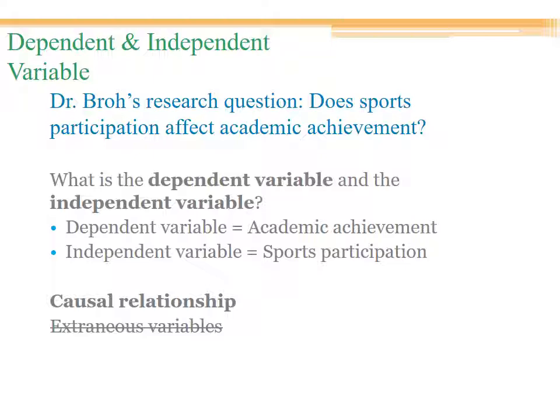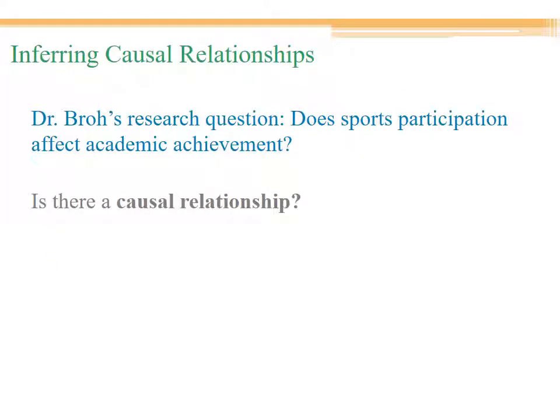This is the relationship that researchers look for to confirm their research question or hypothesis. So there's another category of variables, extraneous variables, but before I get into that, I first want to review the criteria for a causal relationship. A causal relationship means that changes in one variable produce or bring about changes in another variable.